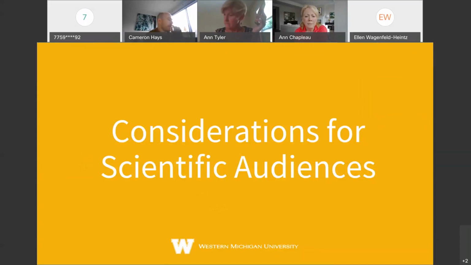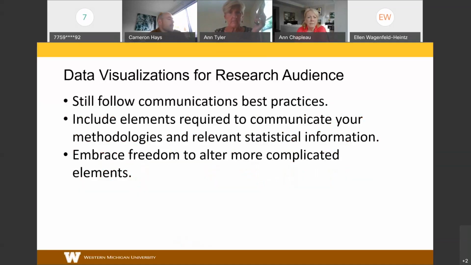Considerations for scientific audiences. So when communicating with scientific or research audiences, you still want to follow communications best practices that we mentioned above. But you also want to communicate elements that may be expected in each visual. So the ones that communicate uncertainty, like confidence intervals or indications of statistical significance.